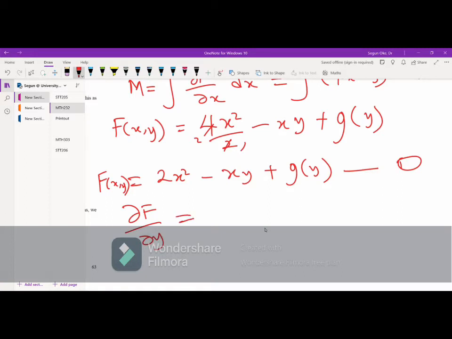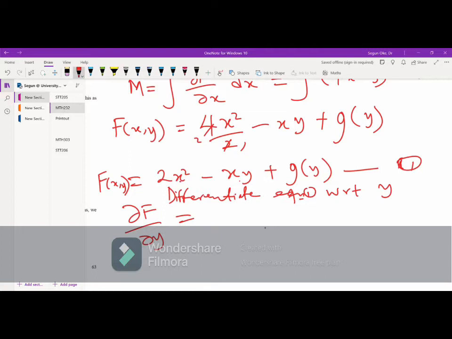That is, we are to integrate this particular equation 1. How do we integrate it? When you integrate, we are to differentiate it partially now. Differentiate equation 1 with respect to y. So if you differentiate equation 1 with respect to y, when you differentiate this one it is 0, right? Because there's no y.